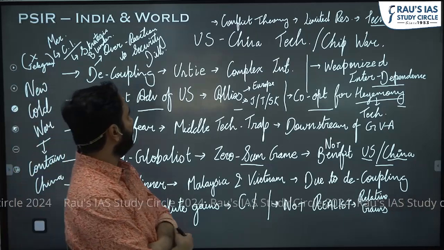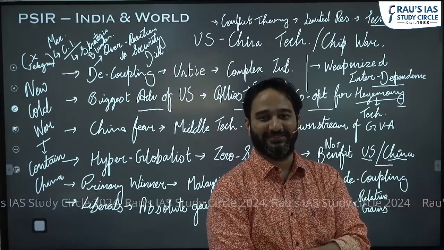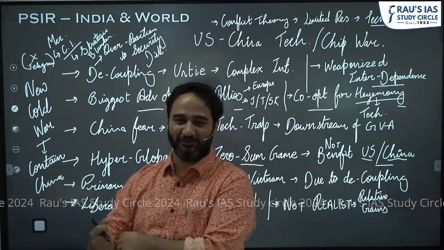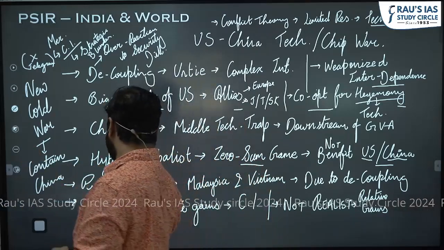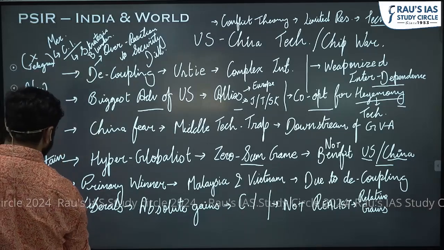The next point. I think you've written a lot of theories. Write all of them depending on how the question is framed. You can use any of them. The power transition theory.